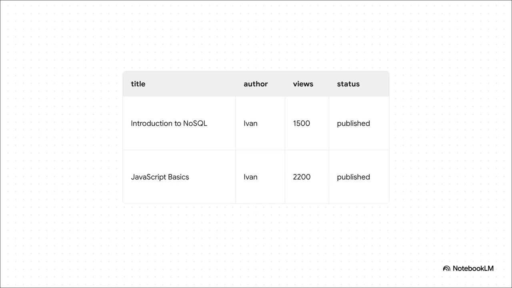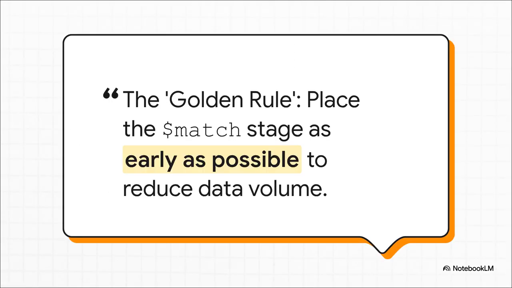See how powerful that is? We've already cut the amount of work in half for the rest of the pipeline. This brings us to what I call the golden rule of aggregation. If you only remember one thing about performance, make it this. Put your $match stage as early as possible.